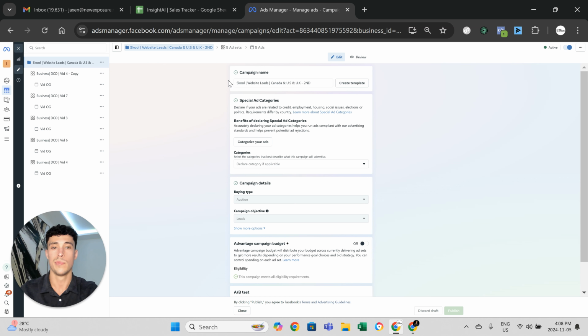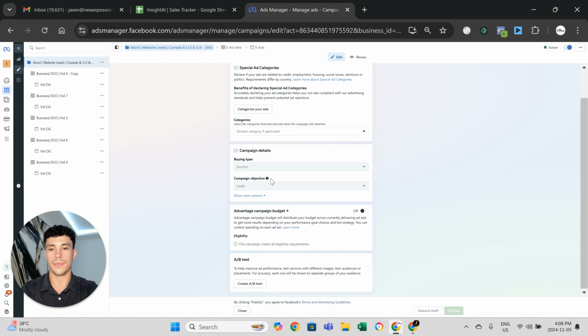So first things first, how you name the campaign. People overlook how you name their campaigns. This is something minor, but also quite important so that you can navigate your campaigns when you do have a lot launched. So we name it with where we're sending them, the type of lead we're getting, and where we're targeting. Pretty straightforward.